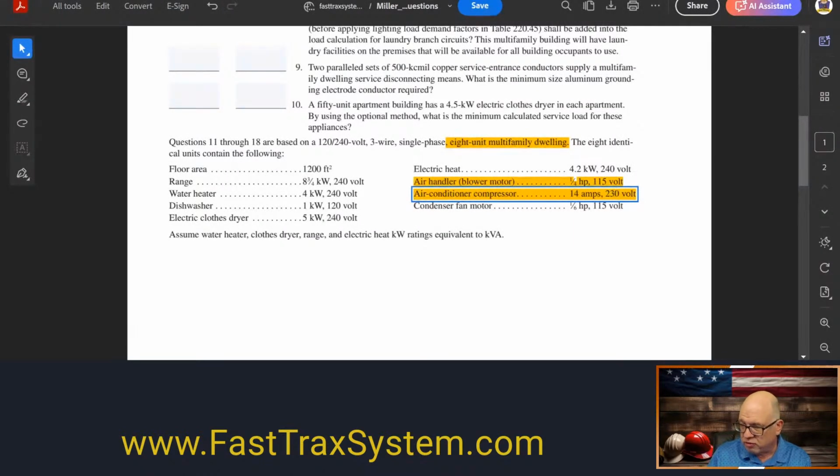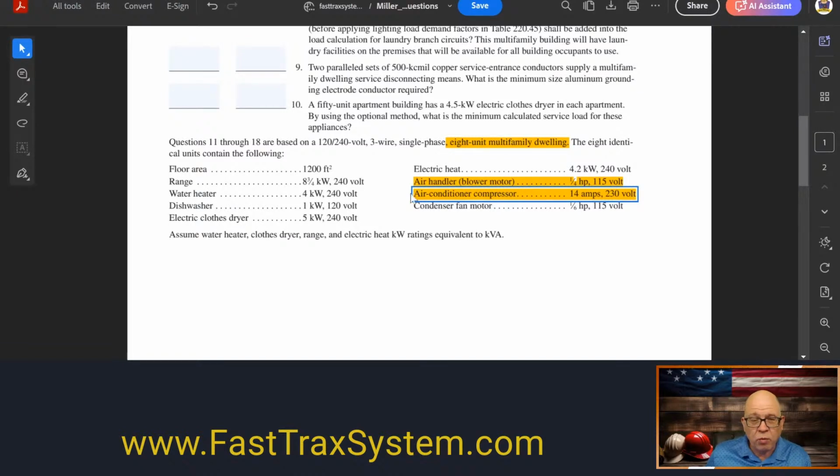So what do we do? The same as we did before. 14 times 230. That's what you use. You use what they give you. So 14 times 230 is 3,220. So 14 amps is going to equal 3,220 VA. Okay, so that's the AC compressor.